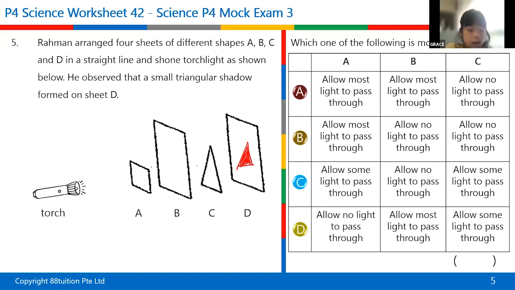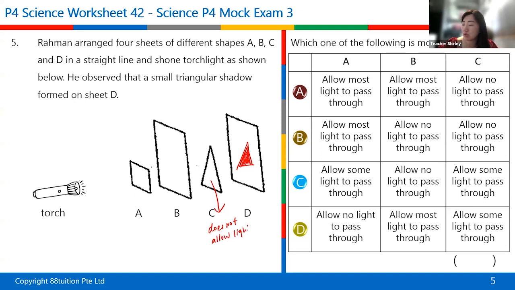Very good. Okay, because if you want to cast a shadow of C, this one does not allow light to pass through. Of course, another term is actually opaque. We've learned that probably, but actually it's not required in your PSLE science syllabus. You don't really have to know the terms transparent, translucent, and opaque.